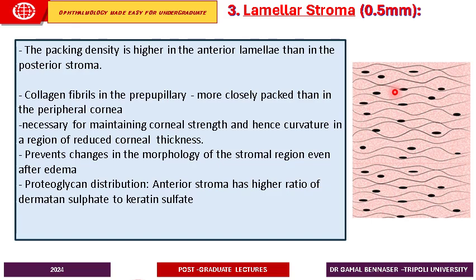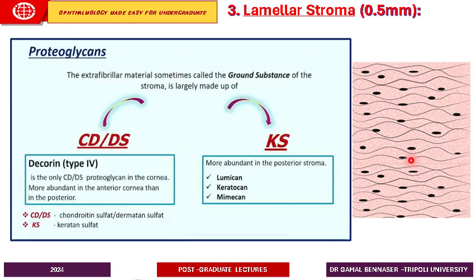Another fact is that even the distribution of the ground substances and the proteoglycans has a special impact on the stiffness of the cornea, as the anterior 1/3 of the cornea has predominantly chondroitin sulfate as compared to the posterior 2/3, which are predominantly keratan sulfate. So the chondroitin sulfate and the dermatan sulfate are more predominant in the anterior part of the stroma. However, the keratan sulfate is predominantly in the posterior part of the stroma, and this also explains why the anterior part is more stiff as compared to the posterior part of the stroma.